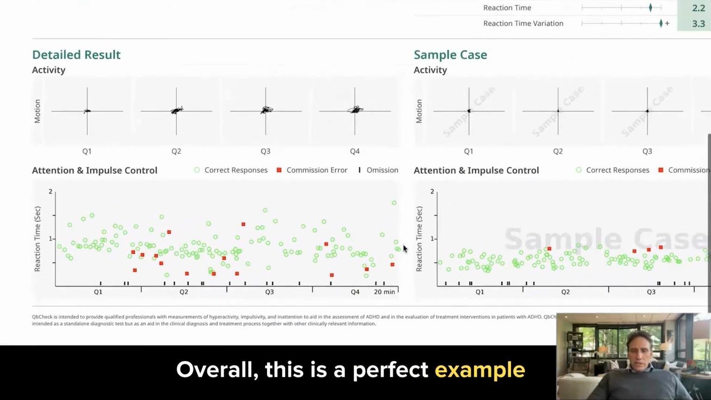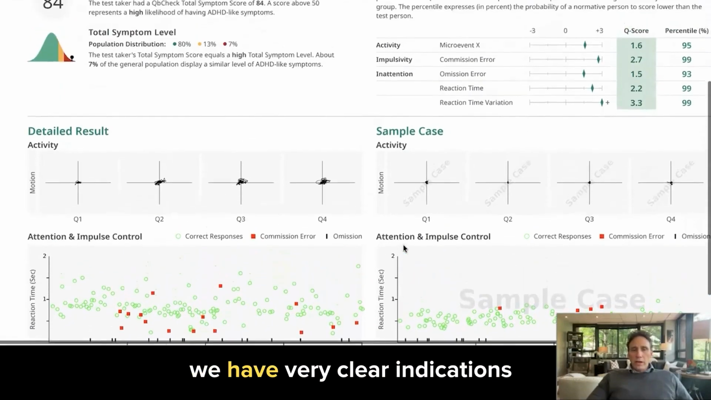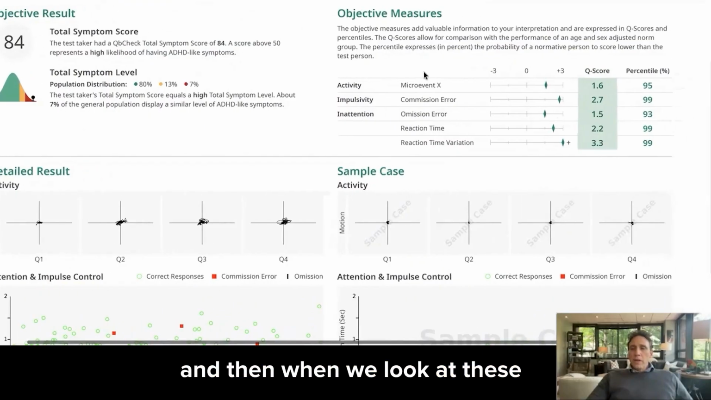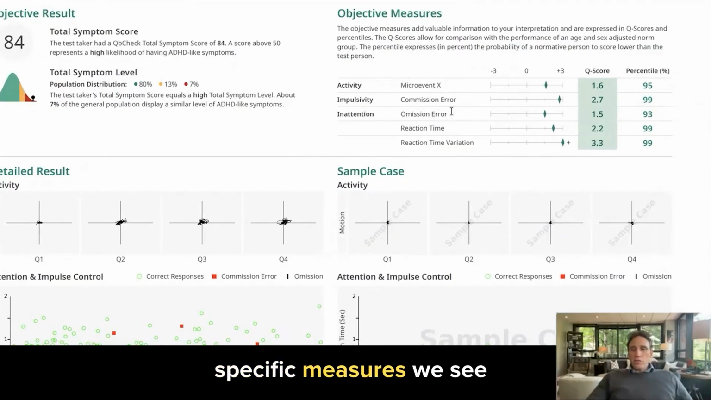Overall, this is a perfect example of a combined type ADHD where we have very clear indications, when compared to a general population, of an elevated score. And then when we look at these specific measures, we see a relatively elevated, moderately high score for activity, a more intense or high level of severity of impulsivity that's going on in the 99th percentile, extremely high score for reaction time variation. This woman is working her tail off. And then more moderate scores here for the omission errors.